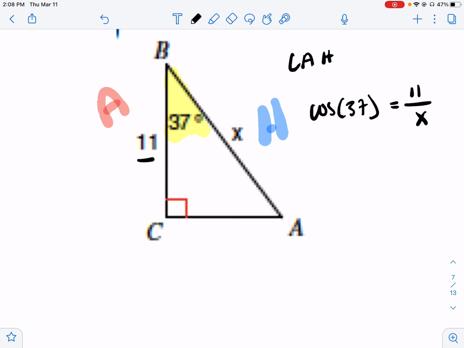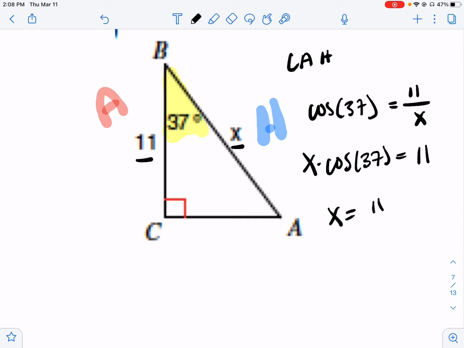My adjacent side over my hypotenuse. Now that I have the x in the denominator again, I need to move it up to the top. In order to get it by itself, we're going to divide by cosine.